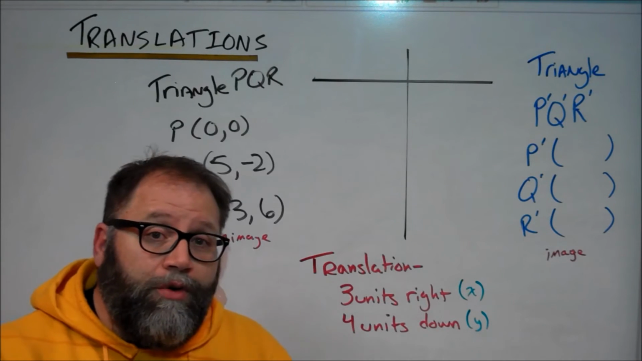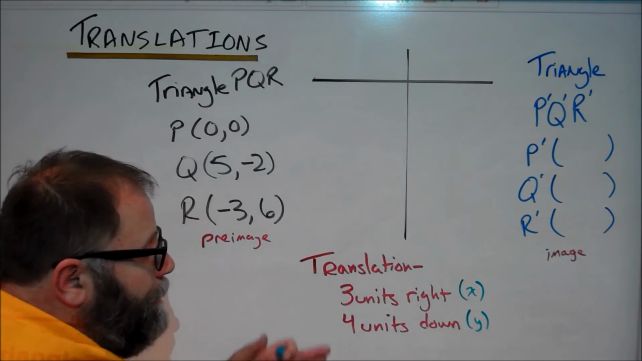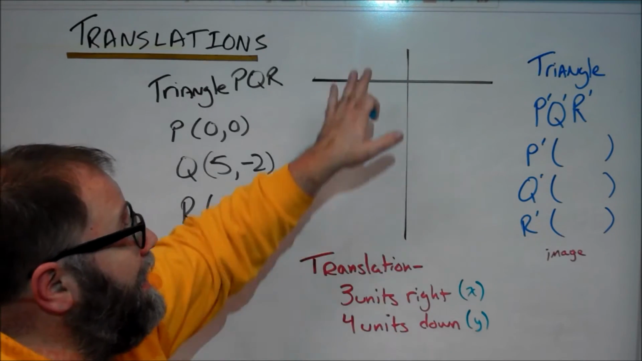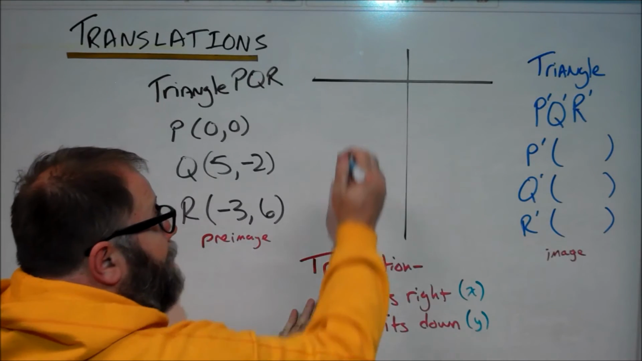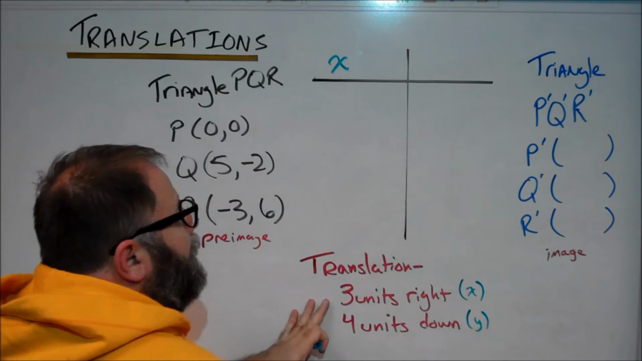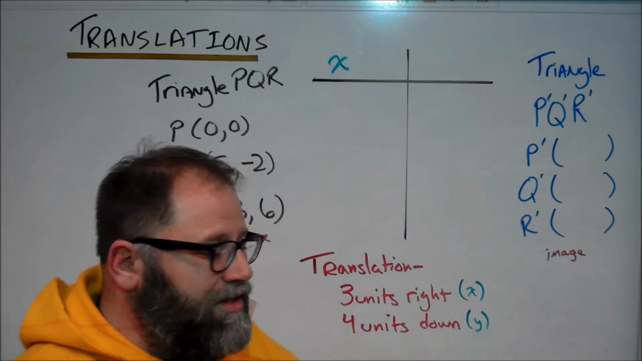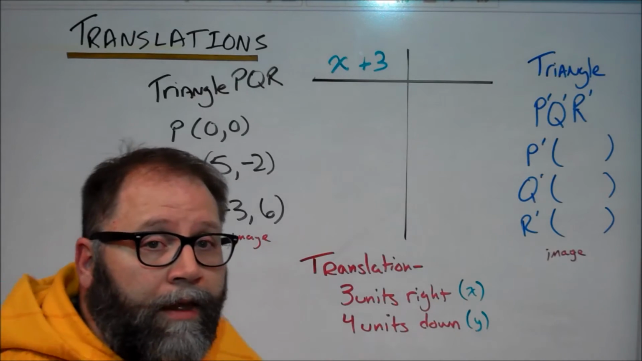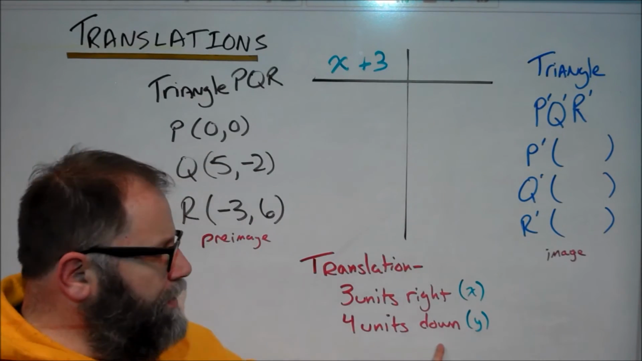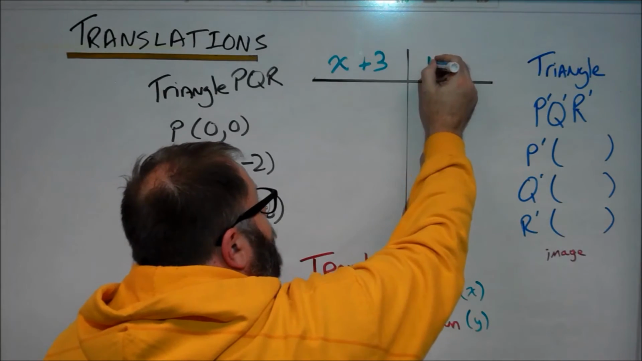Okay, so what I'm going to do is I'm actually going to make this a little bit like our function tables, and I'm going to put what we're going to do to each x and y into the top of our t-chart here. Now, 3 units to the right means I'm going to take x. Now let's remind ourselves that number line, if we're going to the right, it's increasing. So that'll be x plus 3. Then, 4 units down, I'm going to take my y, and I'm going to subtract 4.